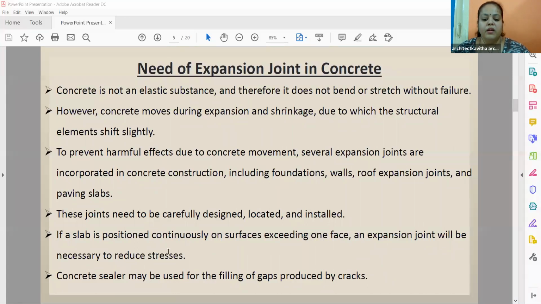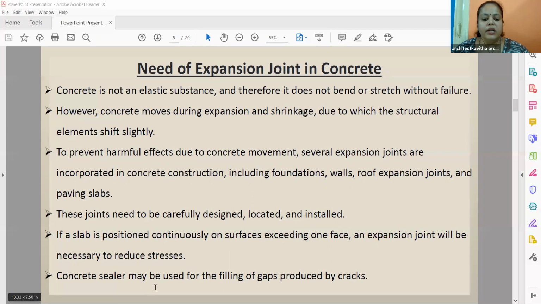stress. So if you have a continuous slab, for example, say you have some 100 meters of slab that you have to construct, you cannot continuously lay it in one day. So again, you have to give a gap for it so that you can continue the next day also. So for that also, you can give expansion joints.